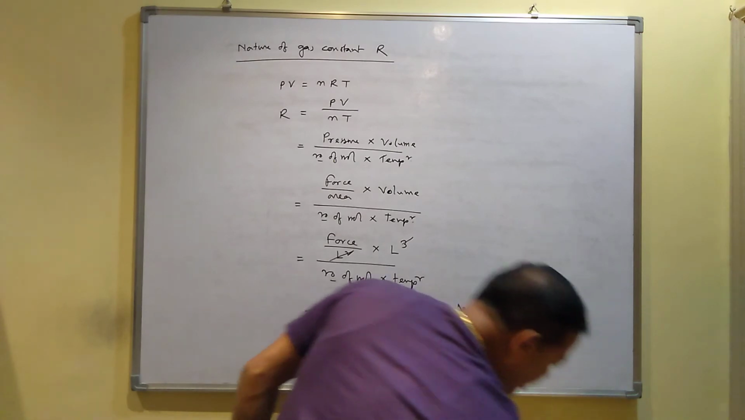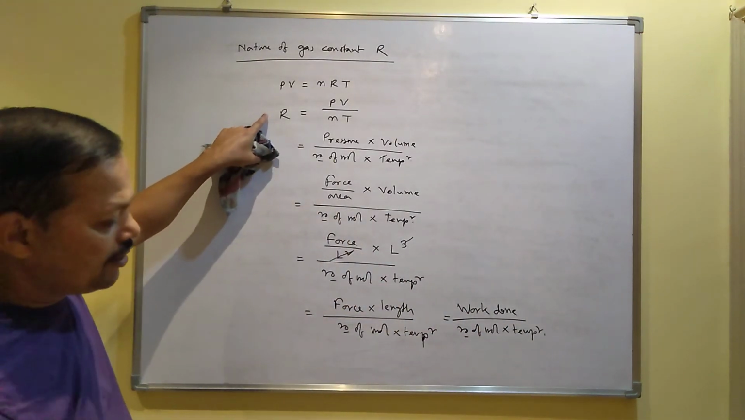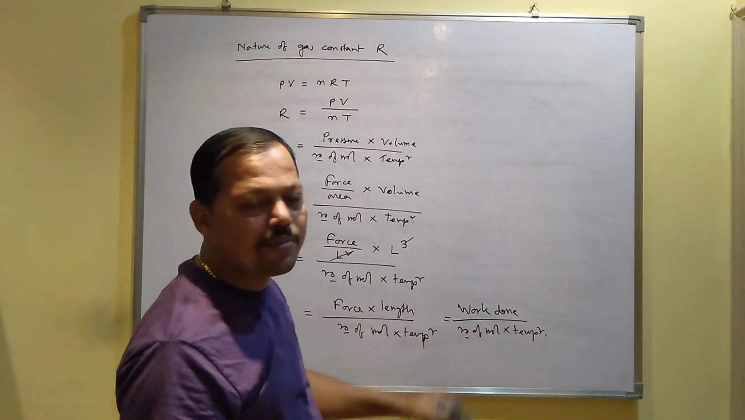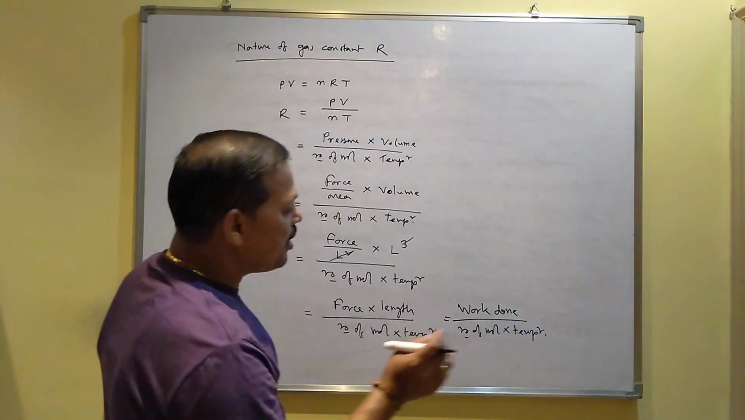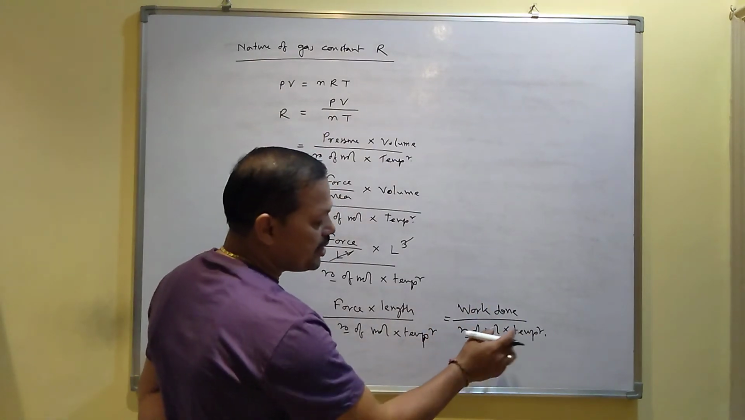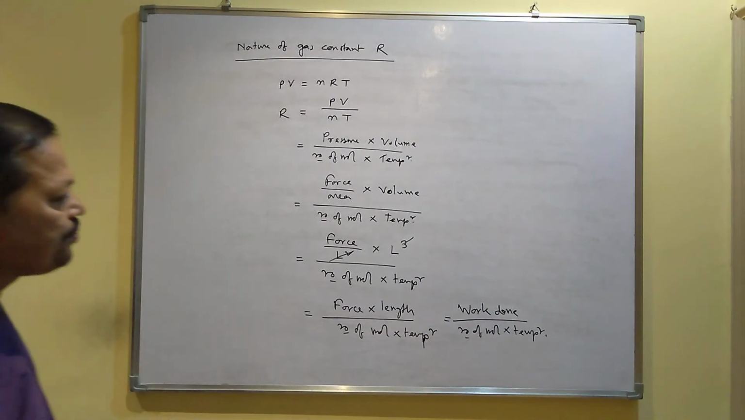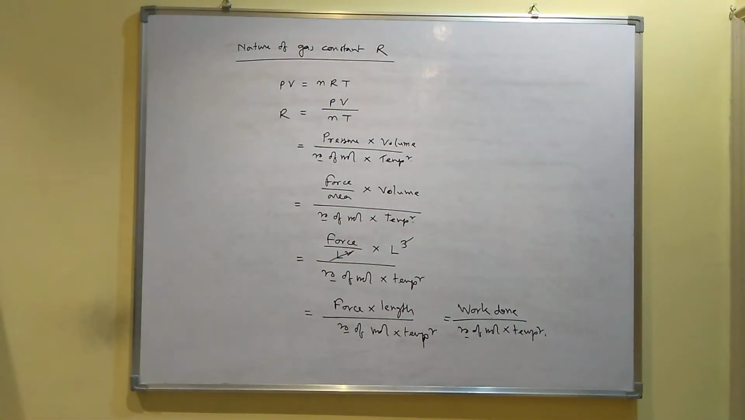So ultimately what is the gas constant? The gas constant R is the work done per degree per mole. Per degree means temperature. So the gas constant R is the work done per degree per mole, and this is the nature of the gas constant R. This is important for exam. You will get the question like this, derive the nature of the gas constant R, then you have to derive it this way.